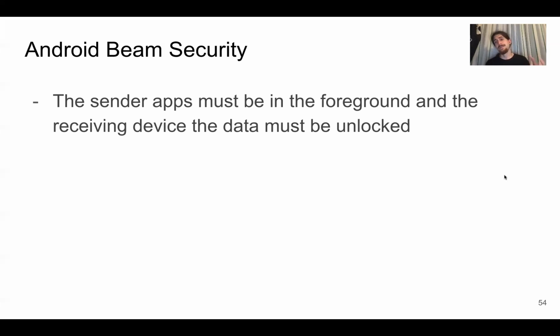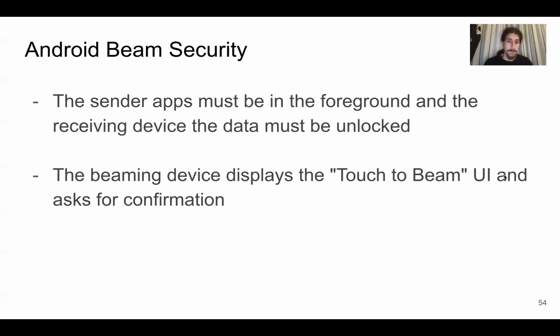Differently, let's say that there is a bug in the functionality that receives this data. I cannot just go around and plug my phone, the attacker phone, onto the victim phone and then somehow do this attack, because the receiving device must be unlocked. Okay, and if it's not unlocked, then I cannot do this. Then once you do this, there is some kind of a touch-to-beam user interface, and then it asks for confirmation. So it's well done. I don't think it's a security issue.